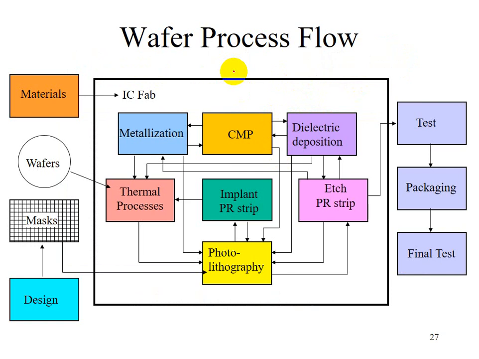This slide shows you the basic wafer process flow when you try to fabricate an IC. And a big block here in the center we call fab. Fab is the area, is the place actually performing the IC fabrication process.